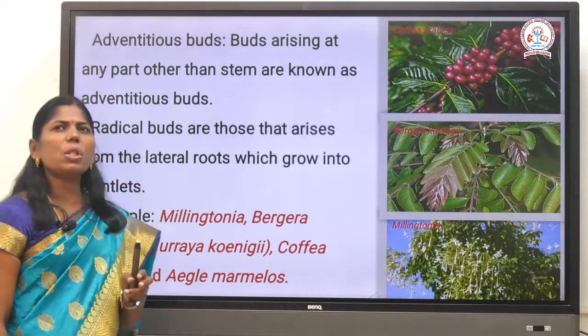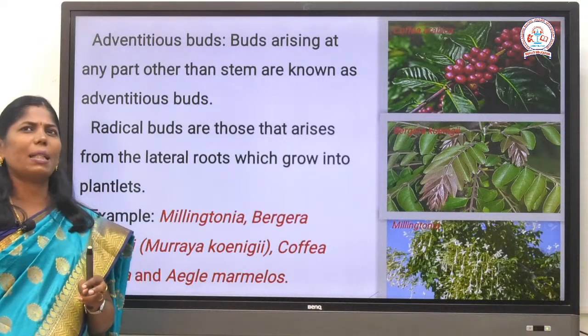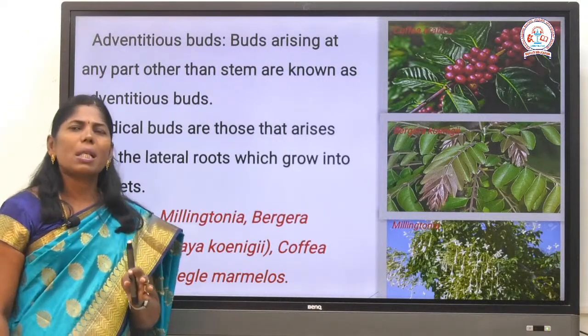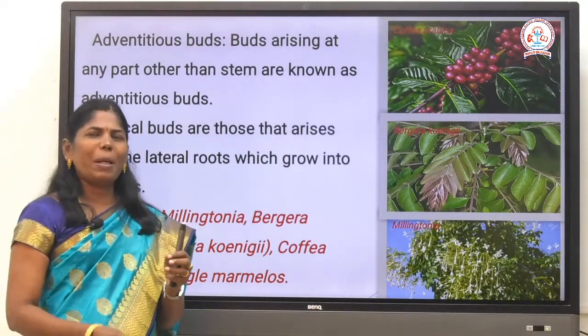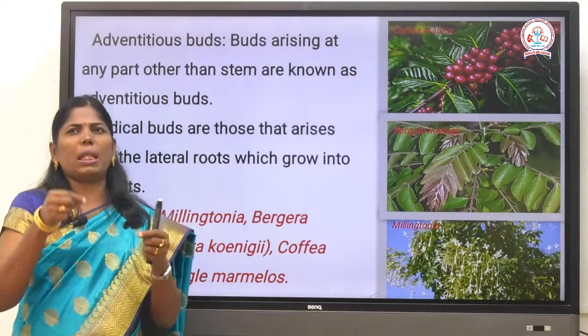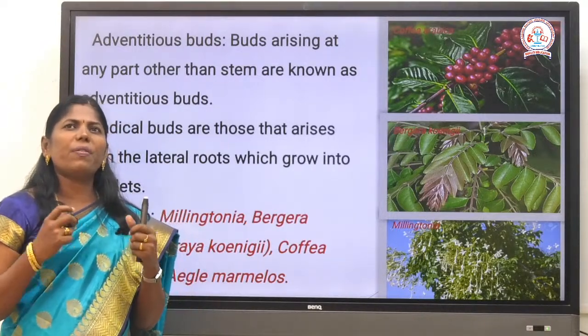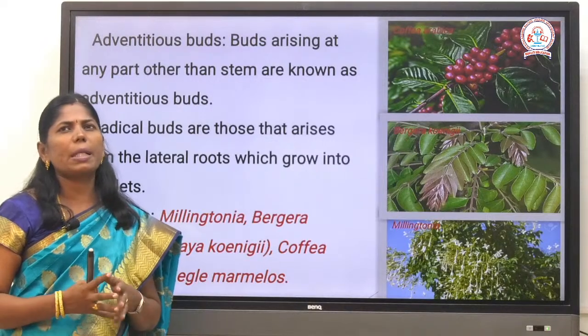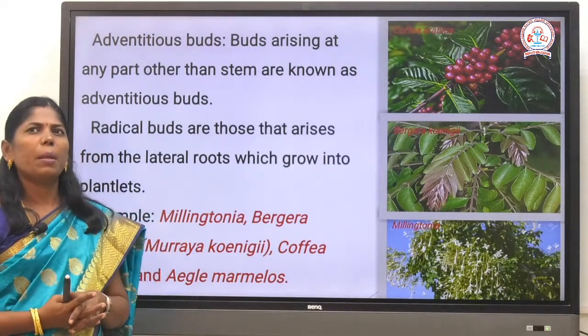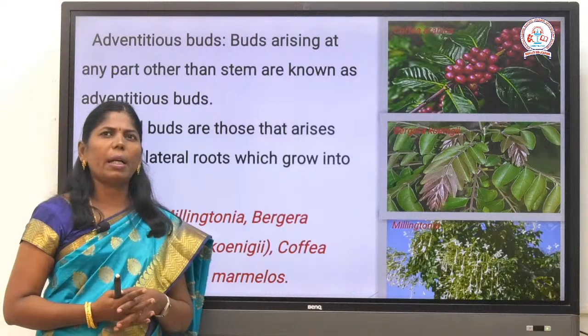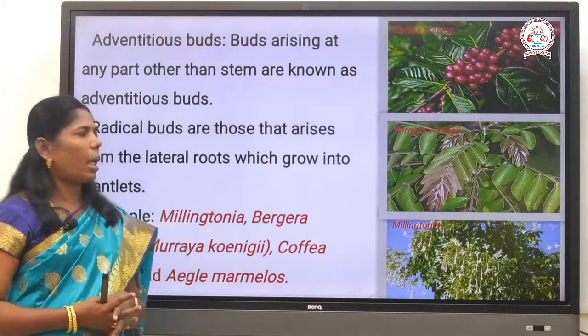So the next one is the adventitious bud. The bud arises at any part of the plant body. For example, in Bryophyllum, the bud arises at the margin regions. So that is your adventitious bud. Adventitious buds arise on any part of the plant body, in the stem. That is called adventitious buds.